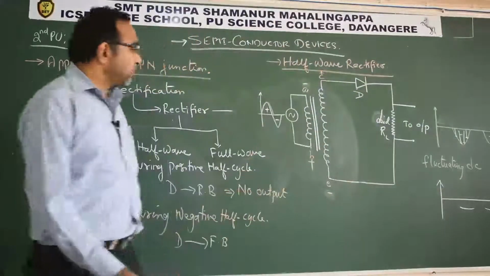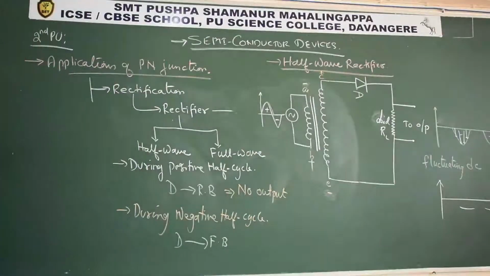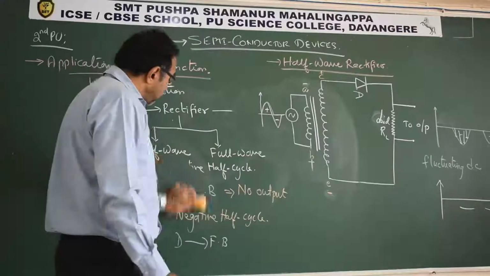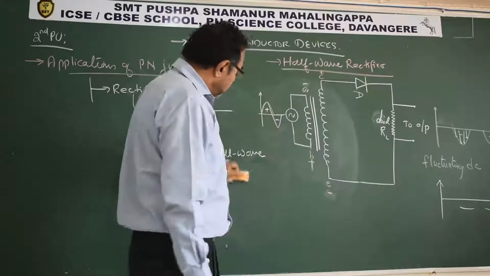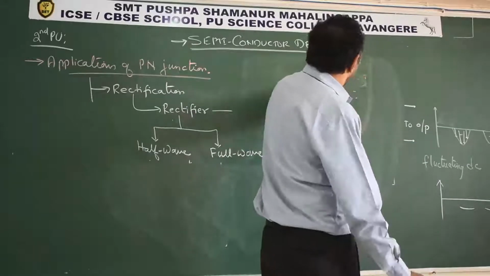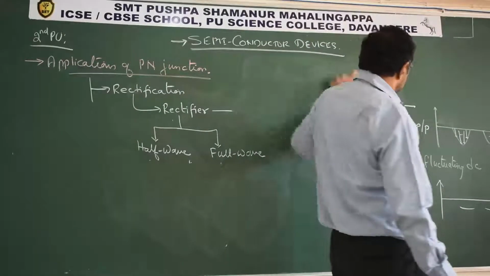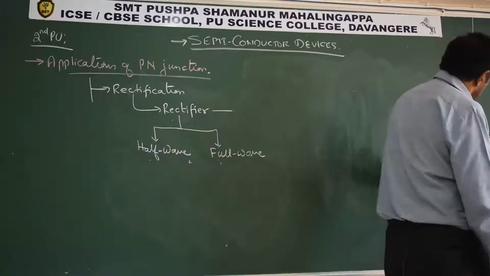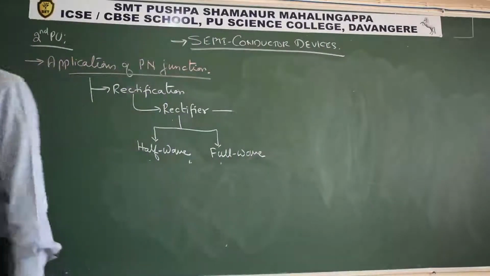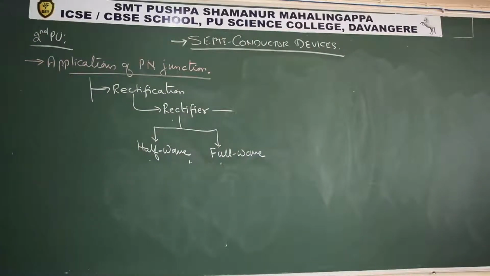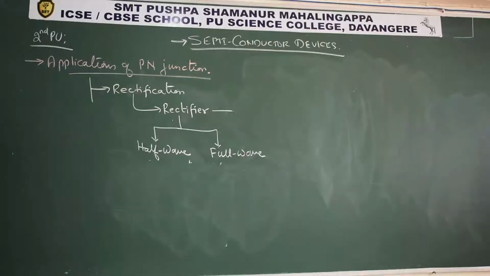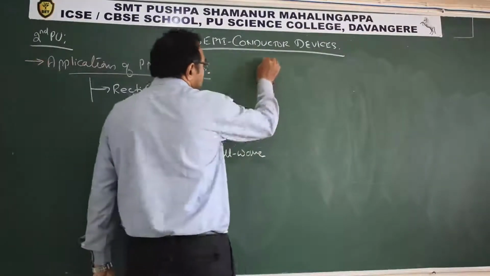Now let us discuss the full wave rectifier. So what is the difference between a half wave and a full wave rectifier? The difference is, first of all, in the case of a half wave rectifier, we are using only one diode. Second, in the case of a half wave rectifier, only half of the input wave is being rectified, is being received, not the full wave. So what will we have in a full wave rectifier? Let us try to understand the full wave rectifier. So very interesting.